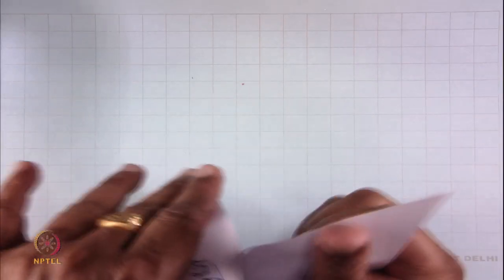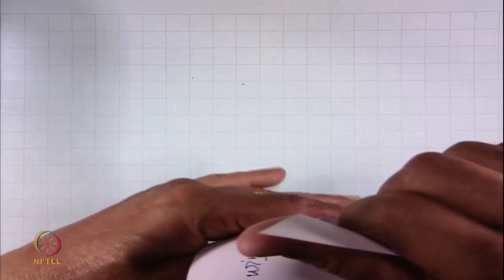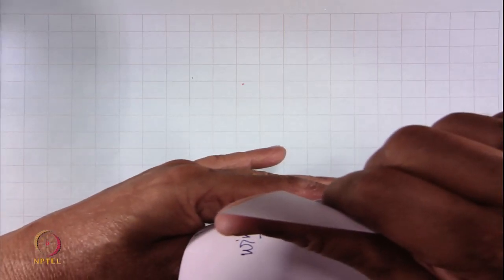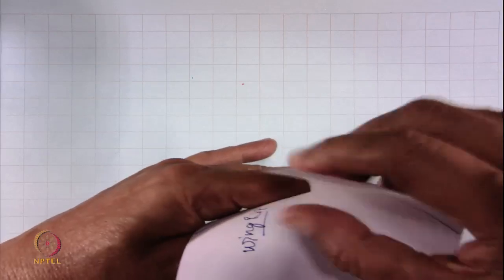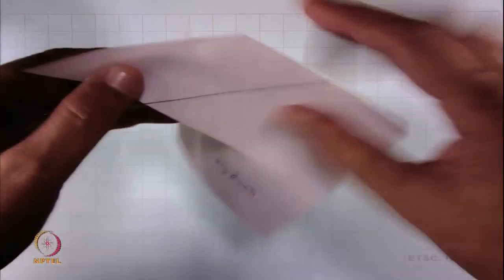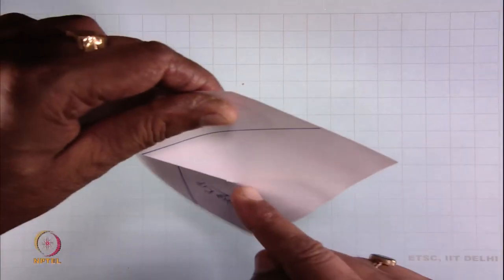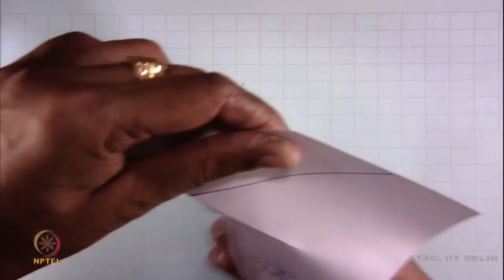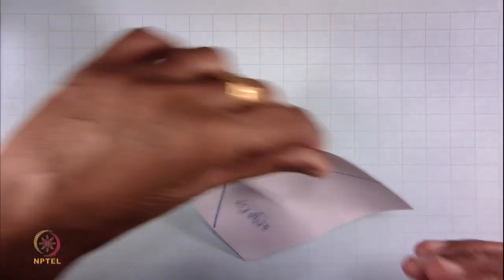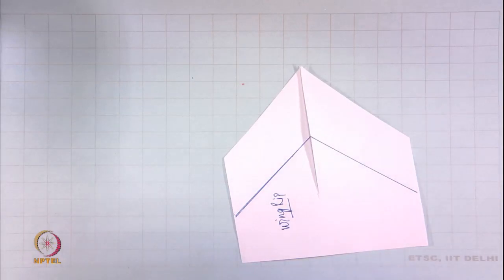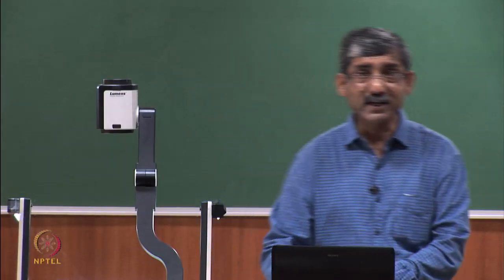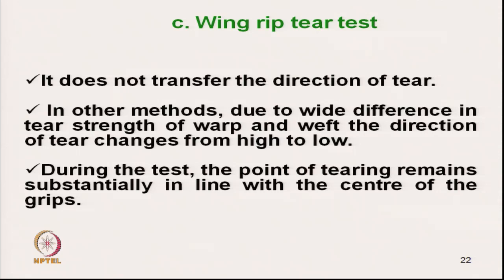In this way we grip, and then we start tearing, and the point of tear will be exactly at the center of the grip always. It will never shift due to this arrangement. So, this is the wing grip test, just to eliminate the earlier problem.